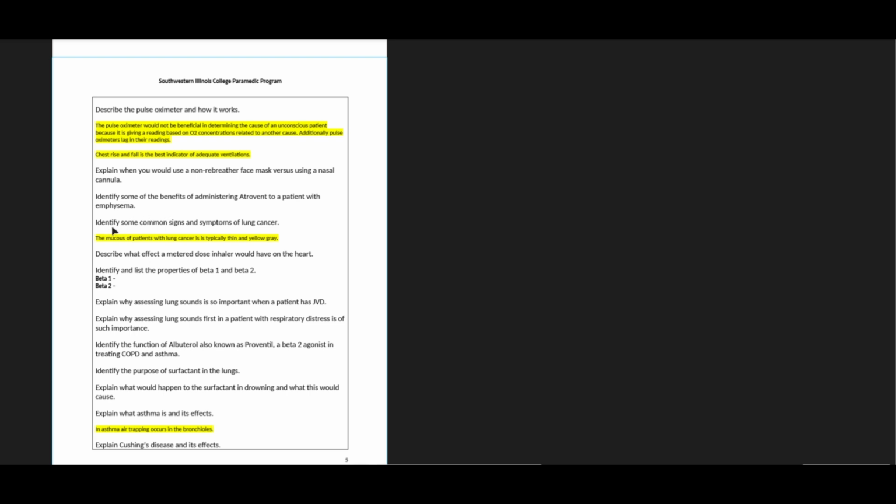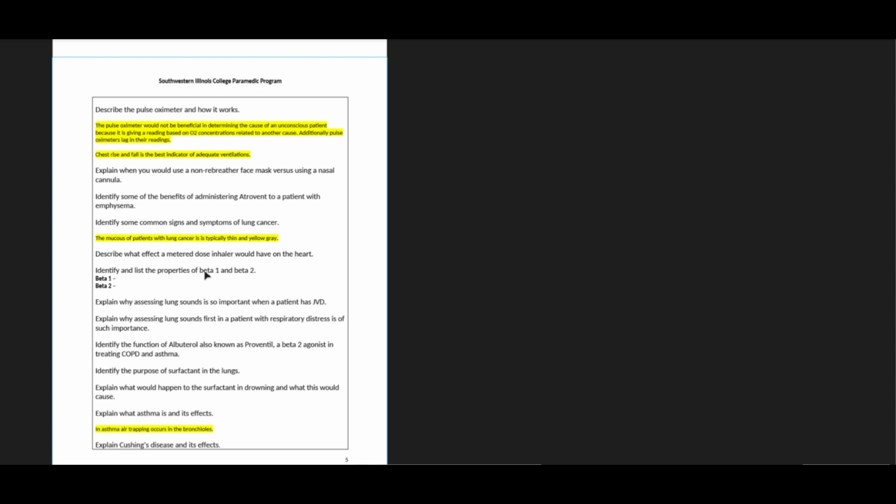Identify some common signs and symptoms of lung cancer. Really common signs and symptoms of lung cancer are a persistent cough, coughing up blood, obviously, shortness of breath and things like that. Describe what effect a metered dose inhaler would have on the heart. This is going to tie into the next question, identify and list the properties of beta 1 and beta 2, but it's going to increase the heart rate, positive inotropy, positive chronotropy, make the heart beat faster and harder.